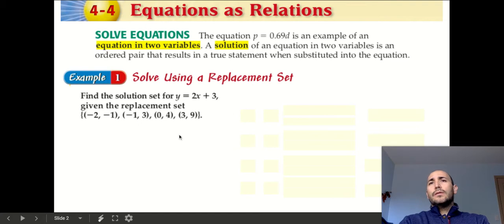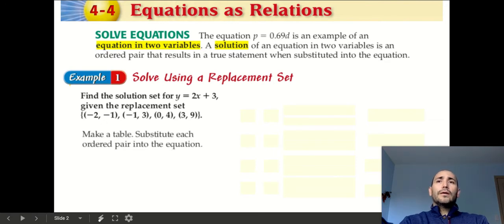Example one, solve using a replacement set. Find the solution set for y equals 2x plus 3, given the replacement set, and they give you a set of ordered pairs. So here they give you an equation in two variables. The two variables are x and y, and they give you 4 ordered pairs. Remember, each ordered pair represents an x coordinate and a y coordinate. So we're going to make a table, and we're going to substitute each one of these values into the variables for the equation. So let's go ahead and take a look.